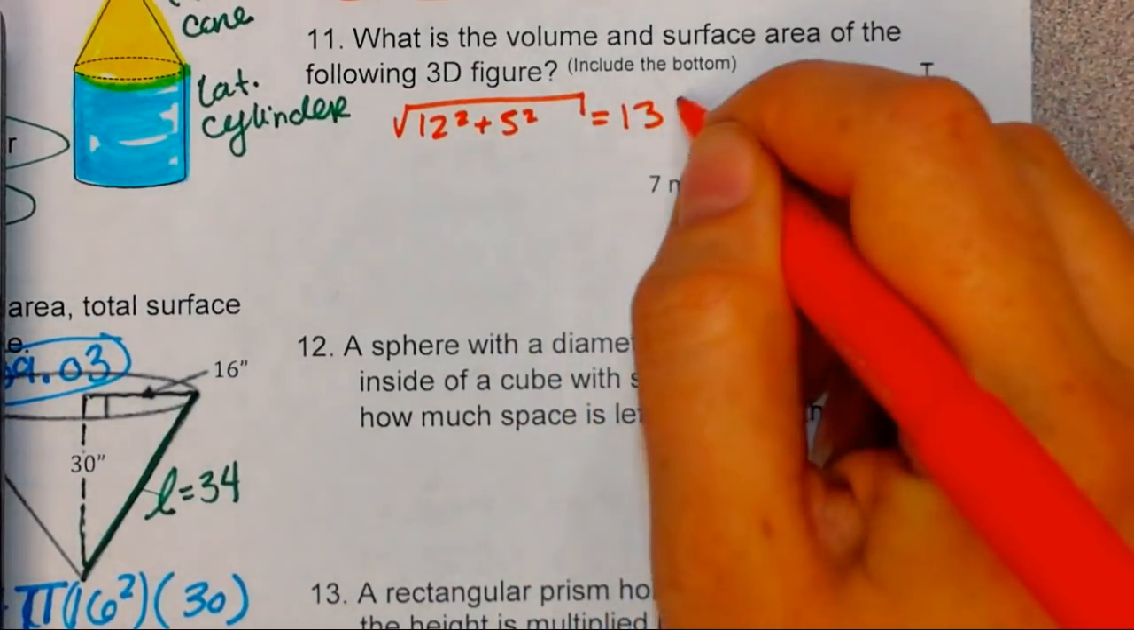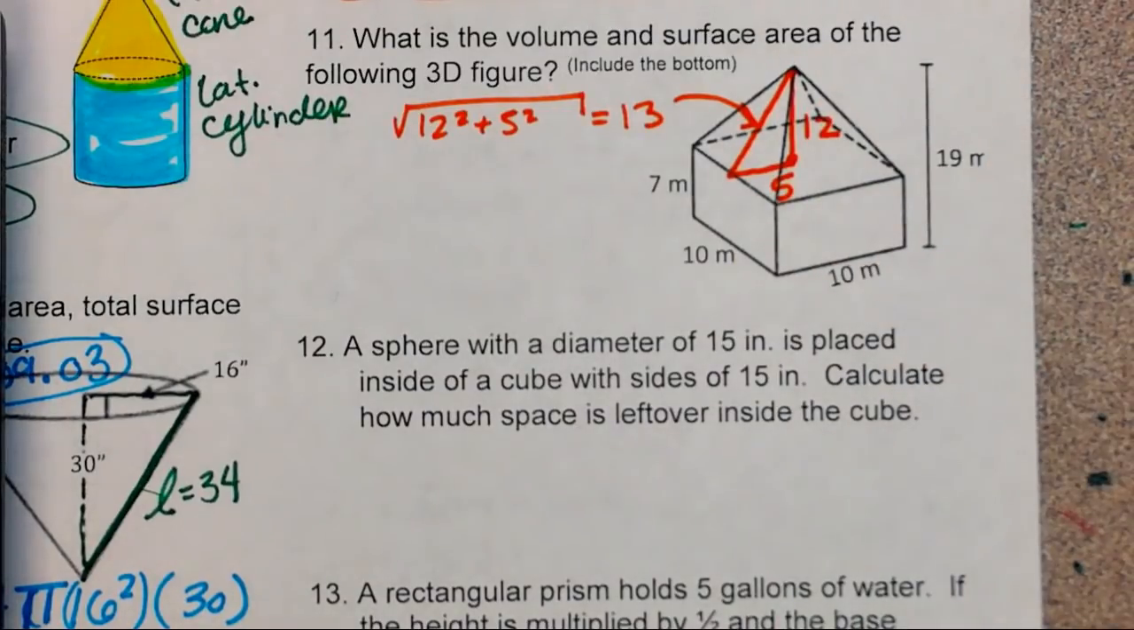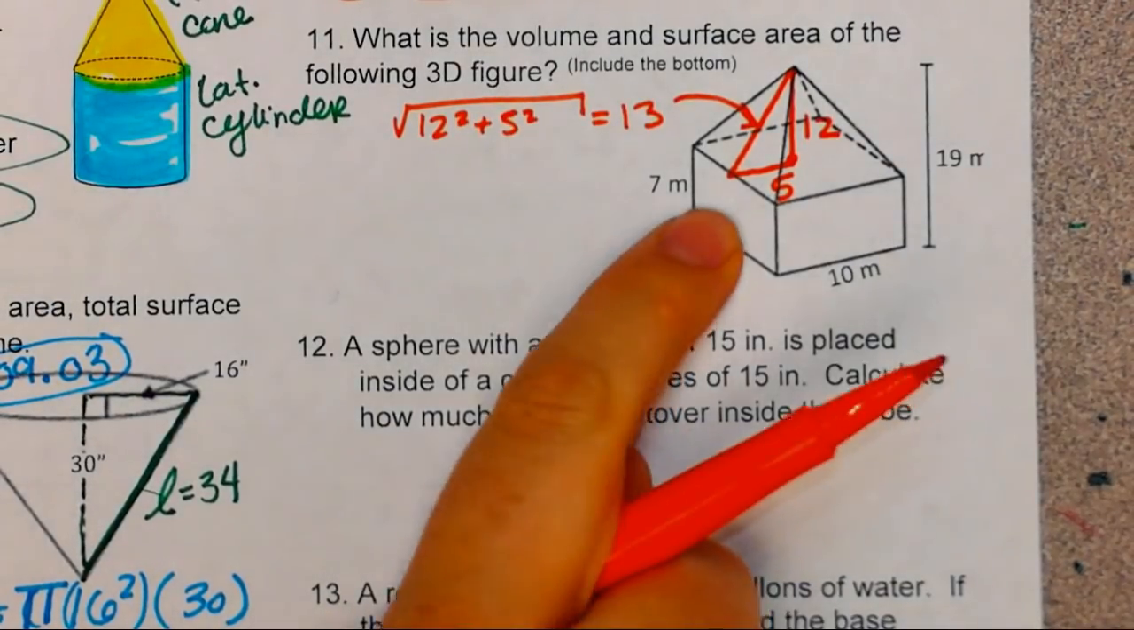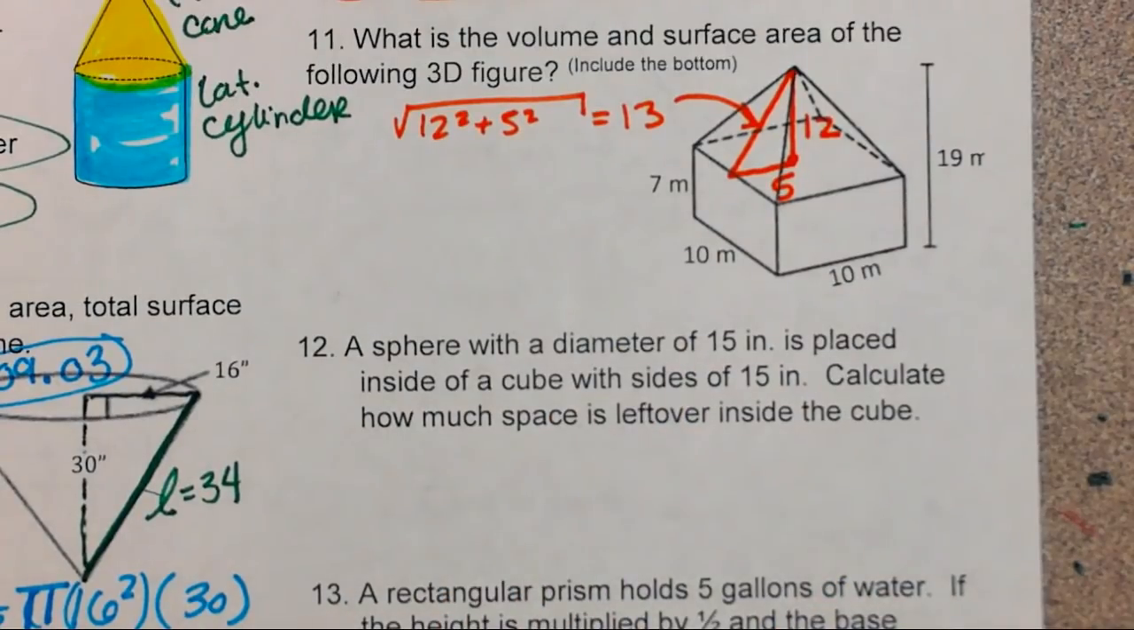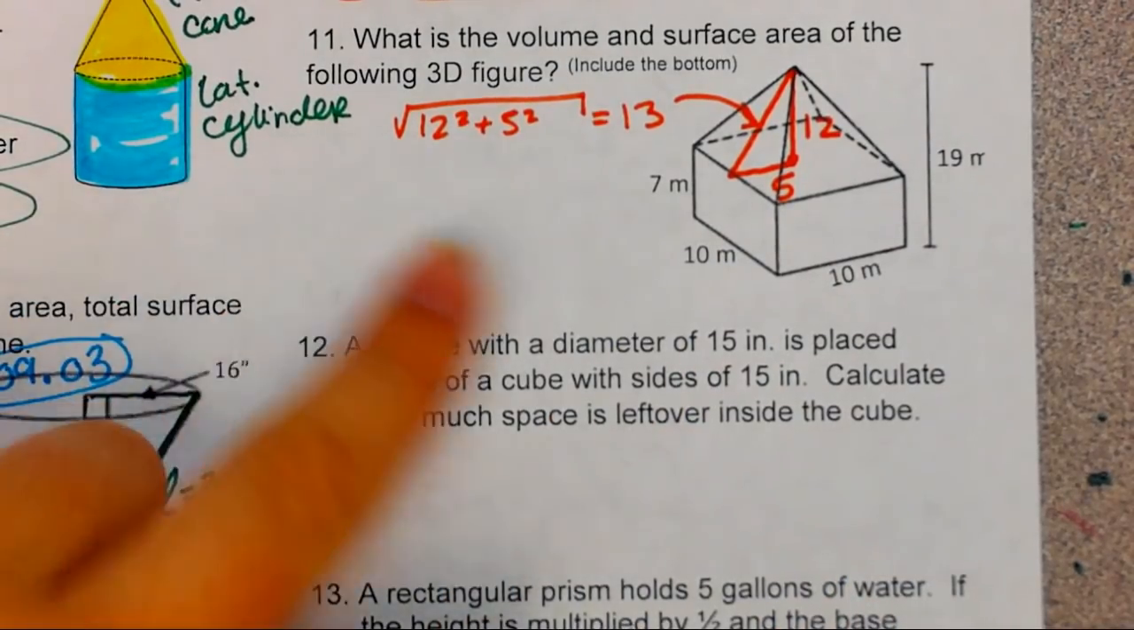And this is 13. That's our slant height. Okay, I'm in a little bit of a rush. I'm going to skip this one and come back to it. I'm going to do 12 through 14 first, and then I'm going to come back and finish 11.